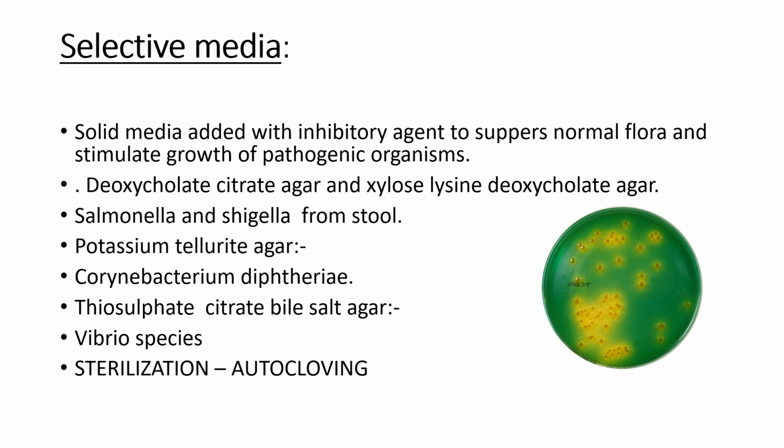So now we are discussing the selective media. Selective media means it promotes the growth of certain bacteria and inhibits the growth of other bacteria. It is a solid media which is added with an inhibitory agent to suppress the normal flora and stimulate the growth of the pathogenic organism. For example, deoxycholate citrate agar, XLD agar, that is xylose lysine deoxycholate agar, which isolates Salmonella and Shigella from stool. Another selective media is potassium tellurite agar. It is used for the isolation of Corynebacterium diphtheriae. Then there is TCBS agar, that is thiosulfate citrate bile salt agar. It is used for the isolation of Vibrio species. The sterilization method is the same, that is autoclaving.